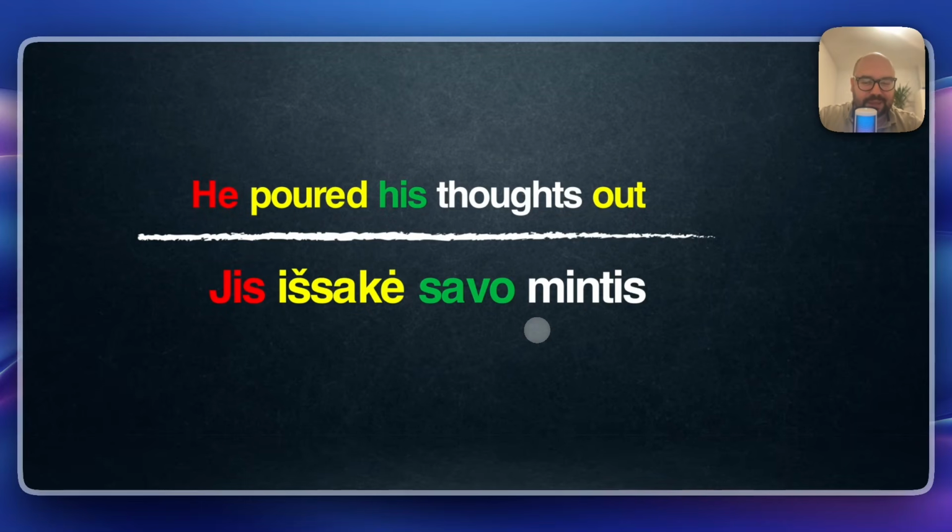He poured his thoughts out. Jis išsakė savo mintis. I think by now you understand how important it is to know prefixes in the Lithuanian language, and to be able to understand these examples, because they change the meaning of the verb, right? You have like 30 verbs, and with prefixes, you have probably 250 verbs. So it's really important. Usually we have phrasal verbs in English like poured out, but here we take the literal verb and add a prefix to it. Jis išsakė savo mintis.